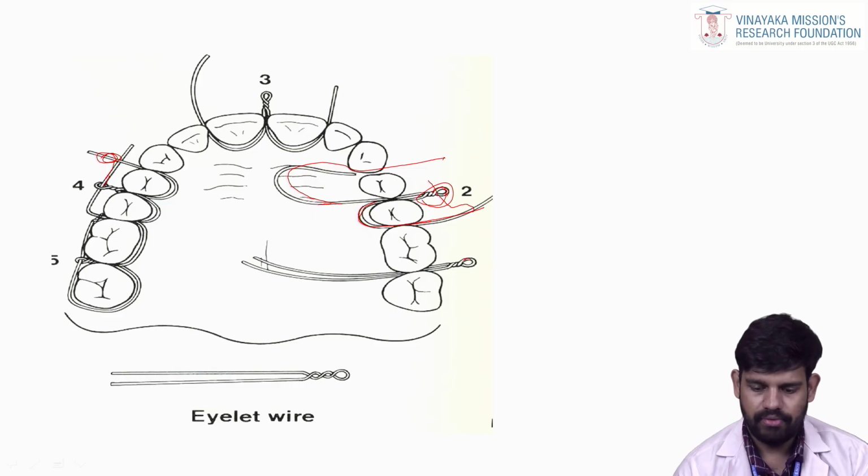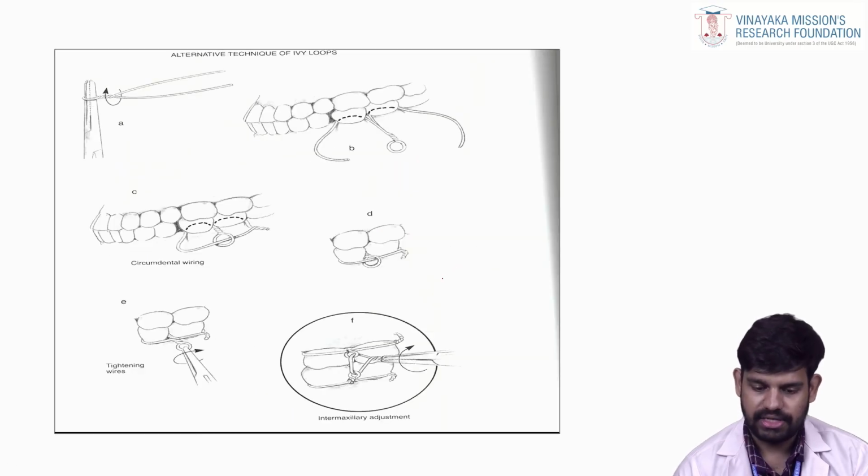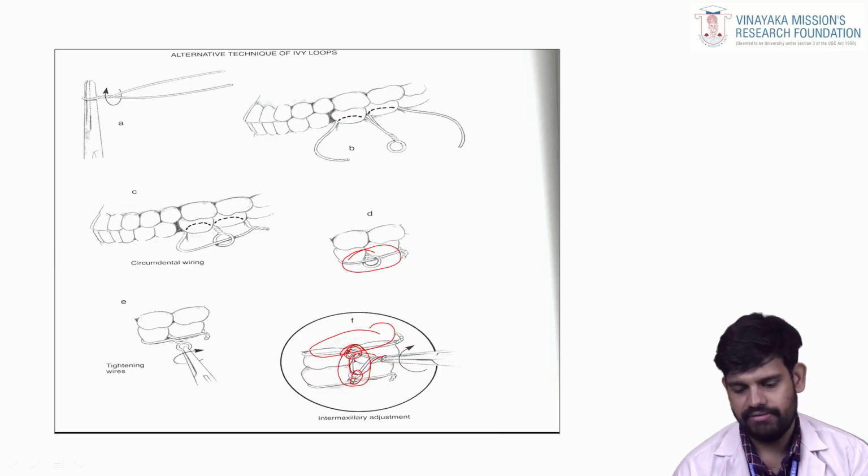So this loop will still be open. So the wire is passing this area and this opening through which we will achieve the intermaxillary fixation, as shown in this figure. So we have placed the eyelet in the lower arch, we have placed the eyelet in the upper arch, and the loop is still open, through which we will pass a wire and we will achieve the intermaxillary fixation.